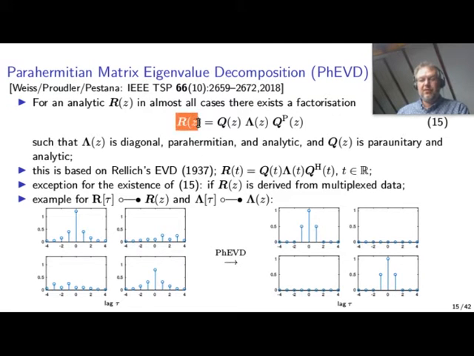So what we want to do is diagonalize this matrix so that our space-time covariance or cross-spectral density matrix R(z) becomes this product of a diagonal Parahermitian matrix containing eigenvalues. And you see an example below.